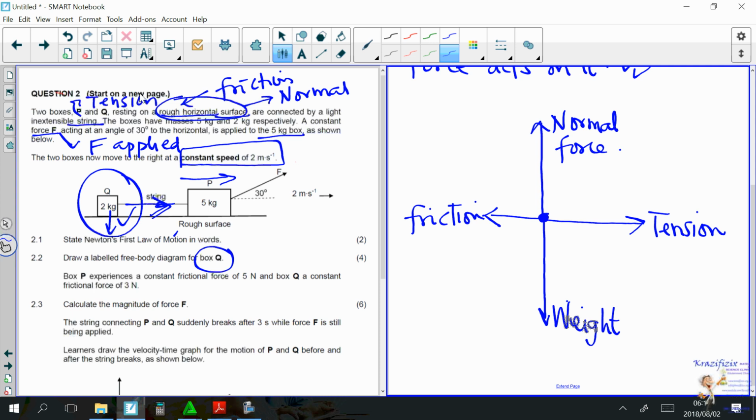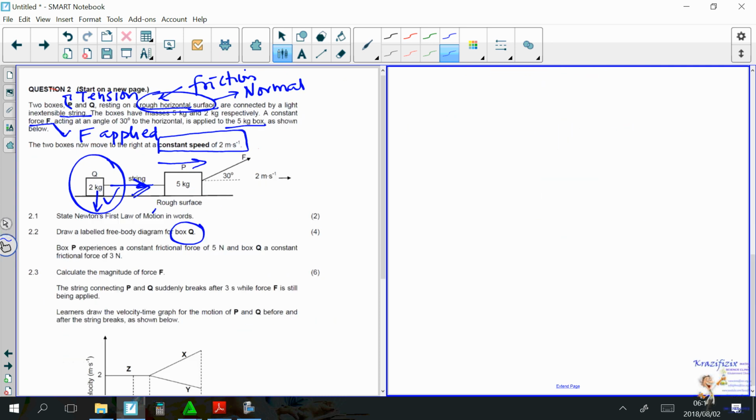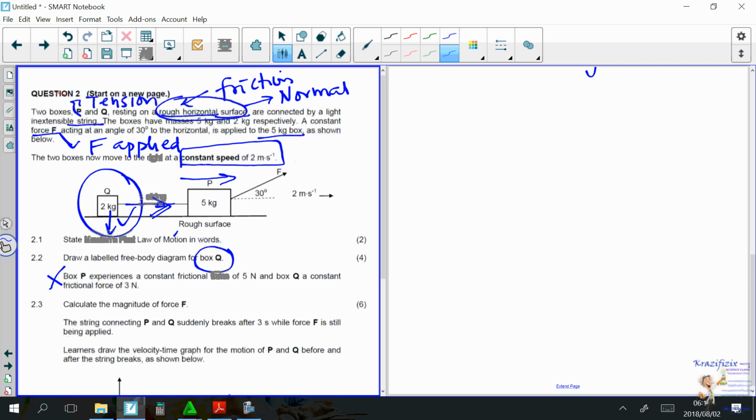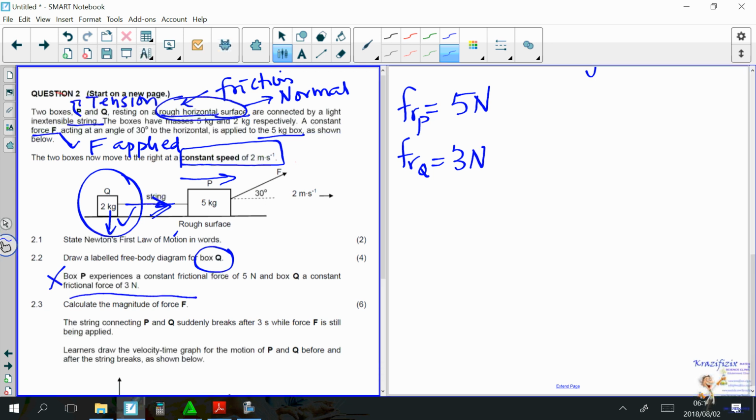Now let's look at 2.3. Calculations now. 2.3. Box P experiences a constant frictional force of 5. It is always good to write what we know. What is our frictional force? Our frictional force is what? 5 newtons. All right, frictional force on P. In box Q, frictional force is 3 newtons. Good. Calculate the magnitude of force F. All right, 6 marks, guys. We need to do this diligently.